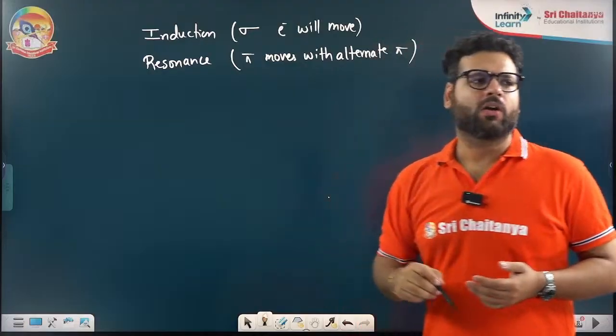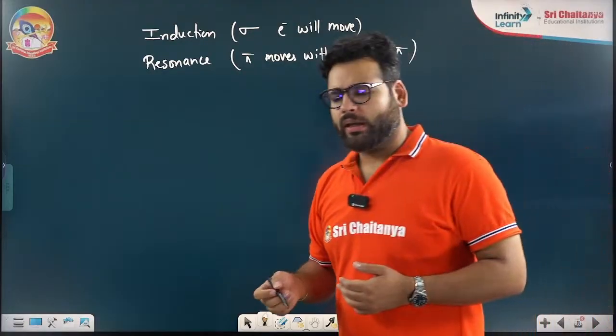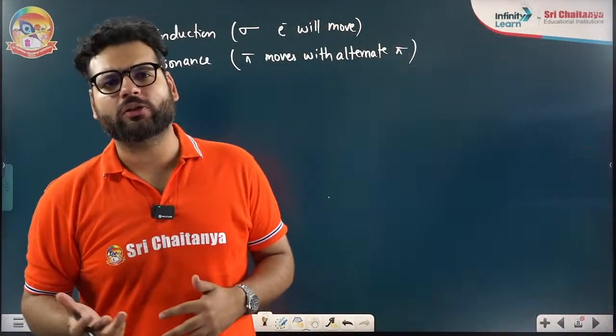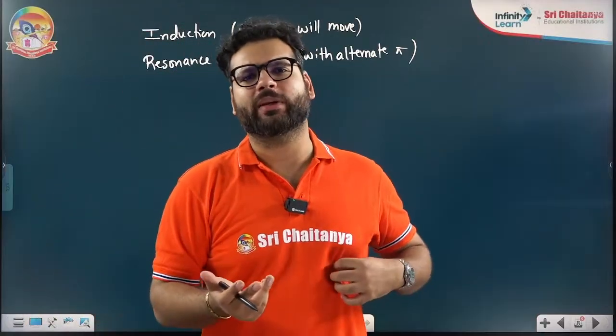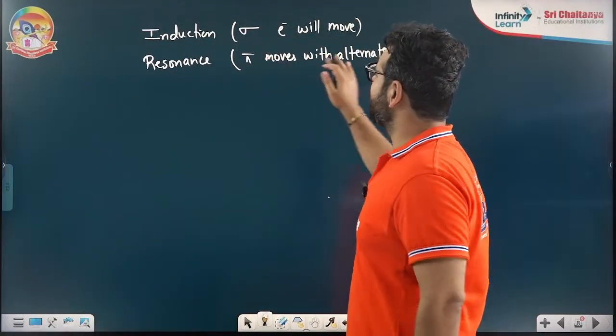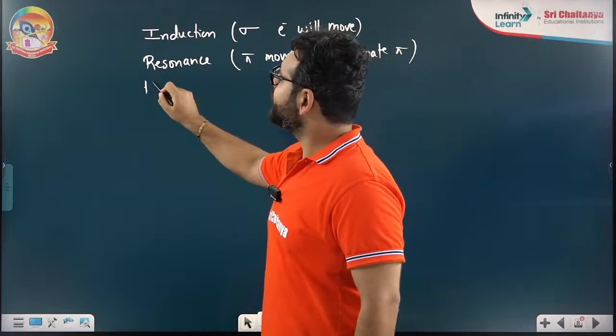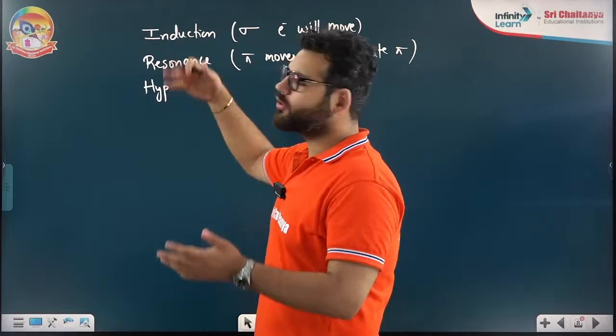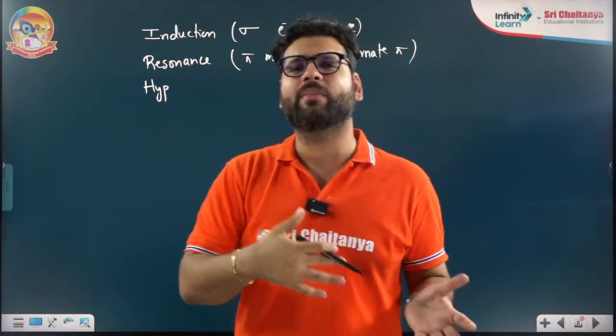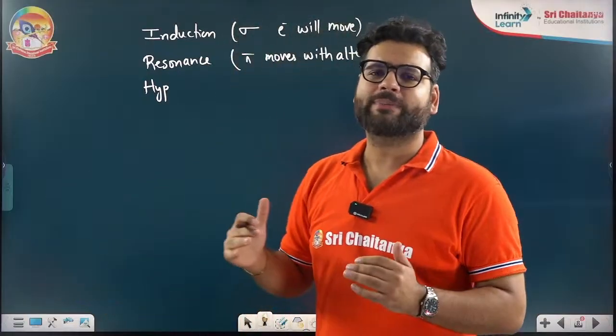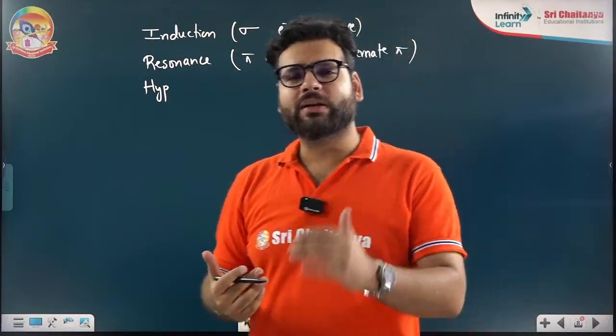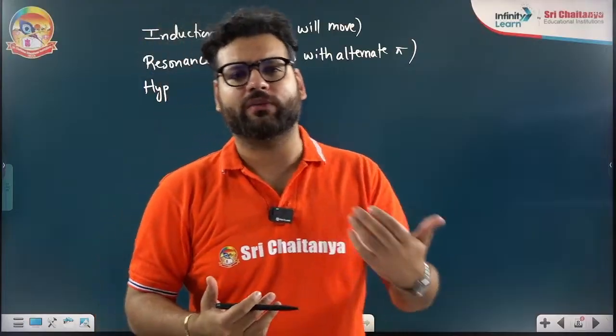Pi moves with alternate pi. Instead of pi, sometimes a lone pair will also come, sometimes a positive charge might also be present. So in resonance, pi moves with pi, whereas in hyperconjugation, it's a mix of inductive and resonance, which means sigma moves with pi. It's a special type of resonance where sigma electrons also show conjugation with a pi bond.